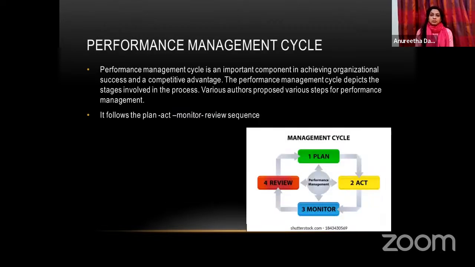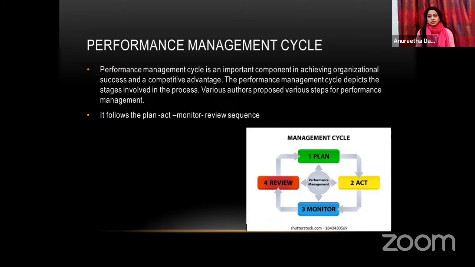Next is the performance management cycle. The performance management cycle is an important component in achieving organizational success and competitive advantage. It depicts the stages involved in the process. Various authors have proposed various steps for performance management. So let us understand the cycle.